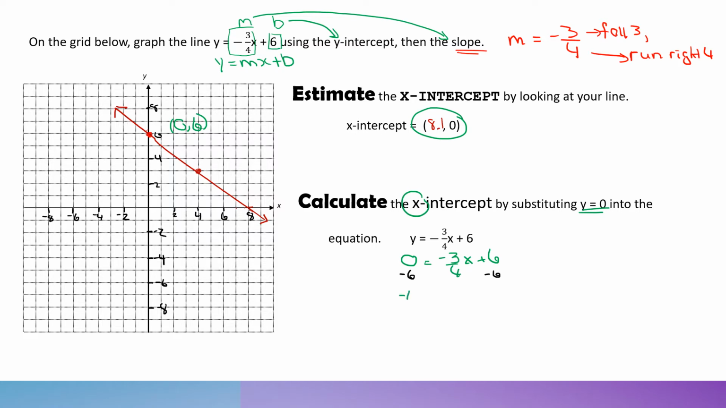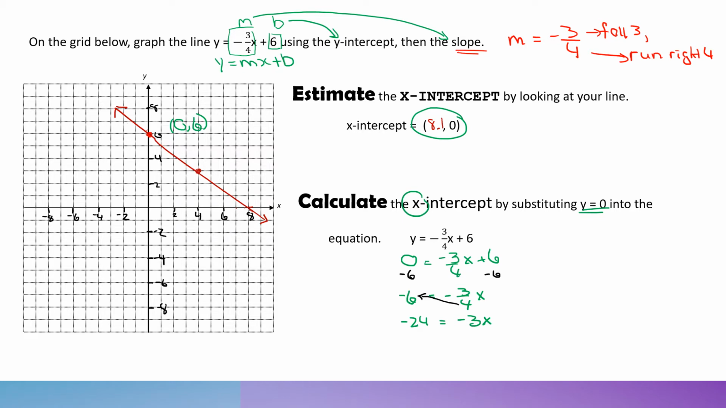0 minus 6 is -6, so I get -6 equals -3/4 x. Now I'm trying to isolate x. I need to get rid of this -3/4. I'm going to do it in 2 steps. The first thing I'm going to do is multiply both sides by 4, or cross multiplying is another way of thinking of it. What I'm really doing is taking this 4 denominator and multiplying it up to the 6. So 4 times -6 is -24 equals, now the 4 is gone, so we just have -3x. So that's a little easier. It's always nice to get rid of the fraction. So back that up and watch it again if you need to understand what I just did there.